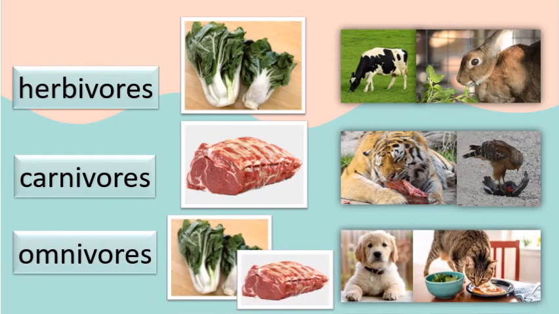Omnivores. These are the animals that eat both plants and meat, meaning they can eat vegetables, fruits, and meat as well. Examples: a dog eats rice and meat. A cat eats rice and fish. A chicken eats raw rice or seeds and worms.